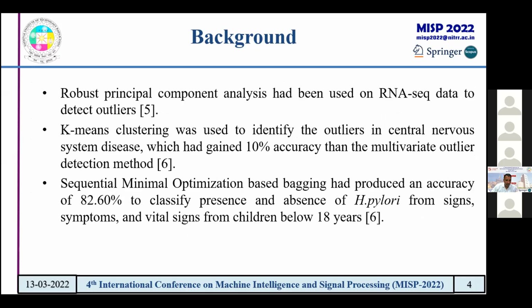And in RNA-seq data, they have applied robust principal component analysis to efficiently detect the outliers. We know unsupervised machine learning algorithms are very efficient in detecting the outliers. Similar to this, K-means clustering has been applied on a central nervous system disease database, which has gained an accuracy 10% higher than the multivariate outlier detection model. A sequential minimal optimization based bagging technique has produced an accuracy of 82.6%, which can classify between the presence and absence of H. pylori merely from signs and symptoms, and vital signs from children below 18 years. This work is done under WEKA.